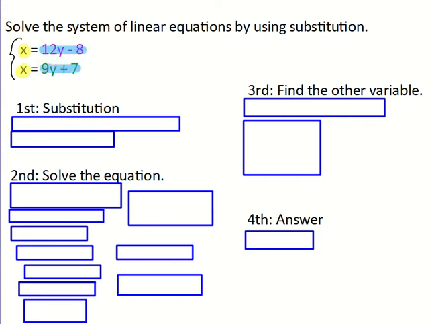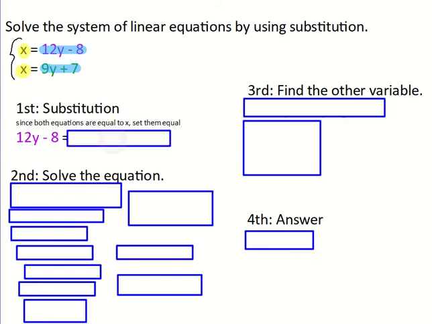So you could set those two expressions equal to each other. That's what we're going to do here. We're going to take the expression 12y minus 8 and set it equal to 9y plus 7. That just means write the first one down. So there's our 12y minus 8, put an equal sign, and then write the other one down, 9y plus 7. So at this point, we've set up our equation. Our equation only has a y in it, so you need to solve your equation for y.